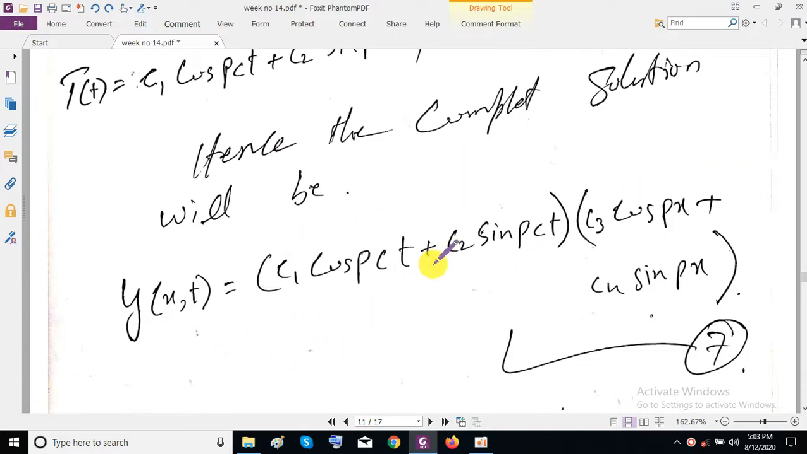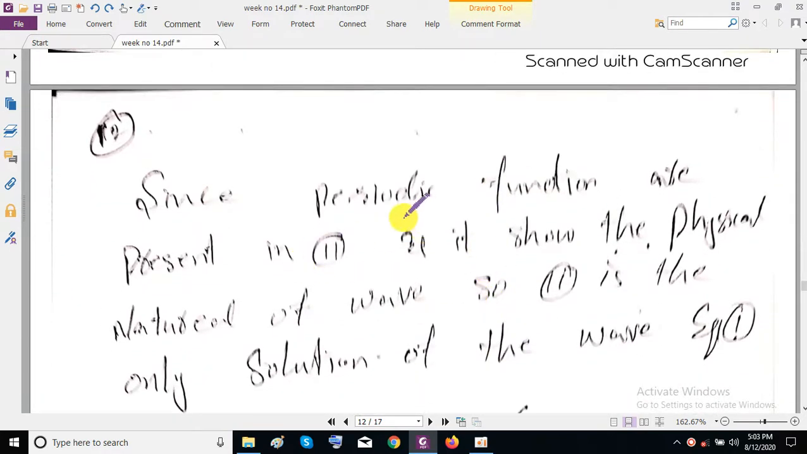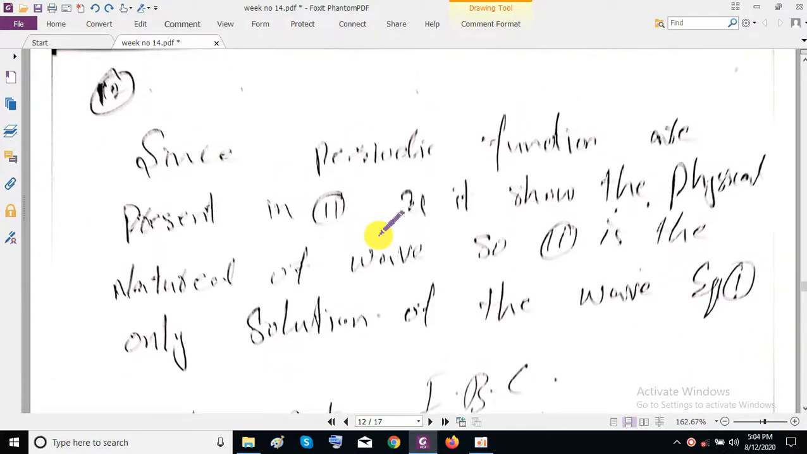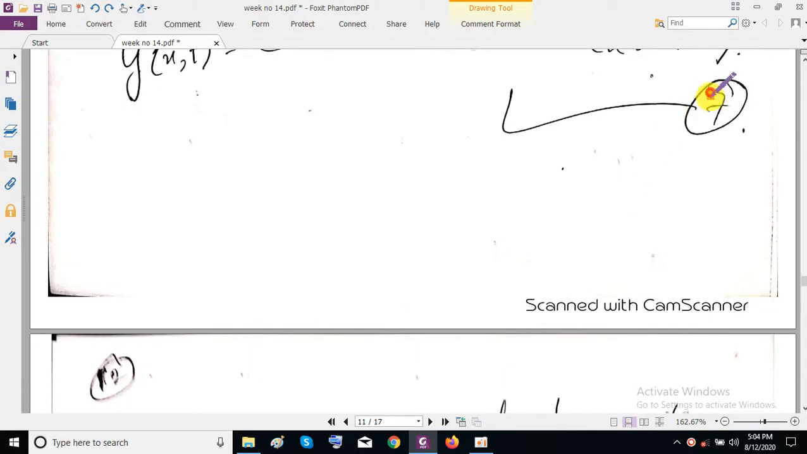take this solution. Okay, since periodic functions are present in 11, which is sine and cos, and it shows the physical nature of wave, so equation 11 is the only solution. No, this is 7, so here I have written 11. This is equation 7, you can correct it, or let's just not correct it and call it 11 itself.